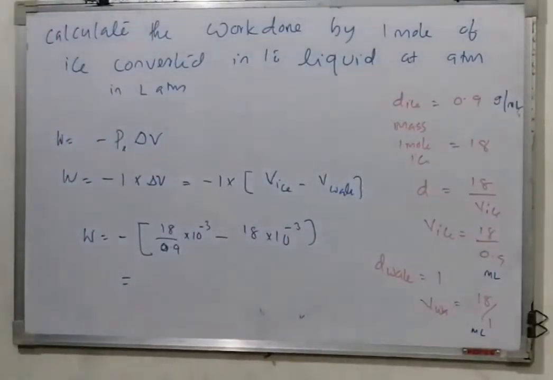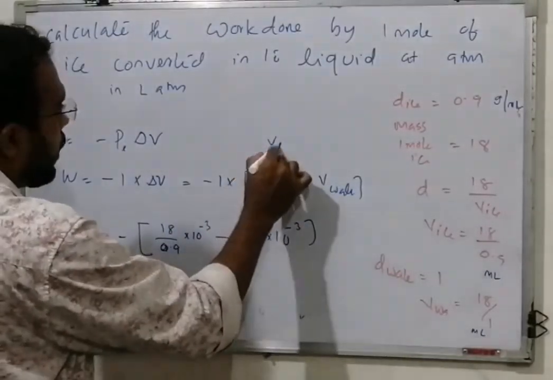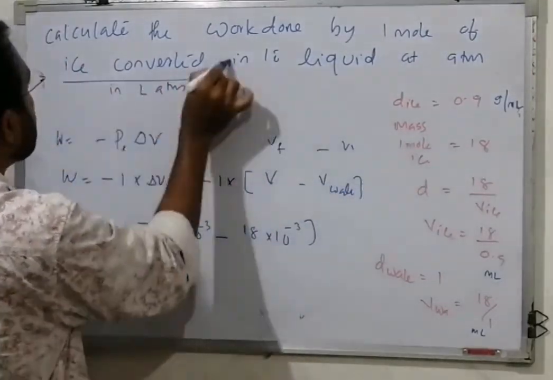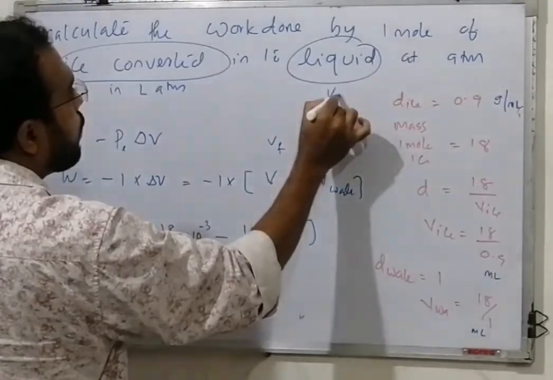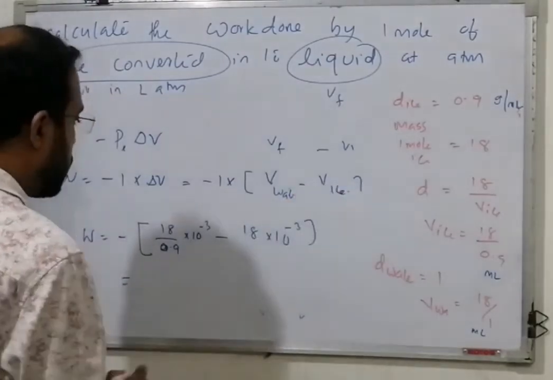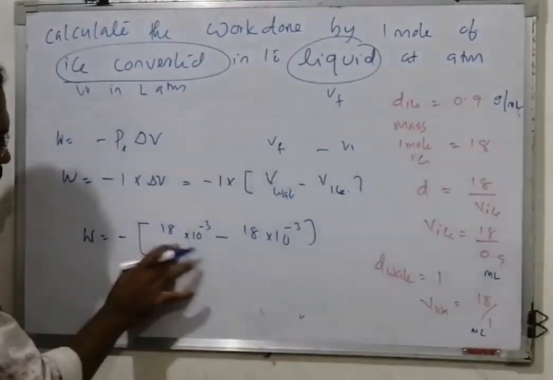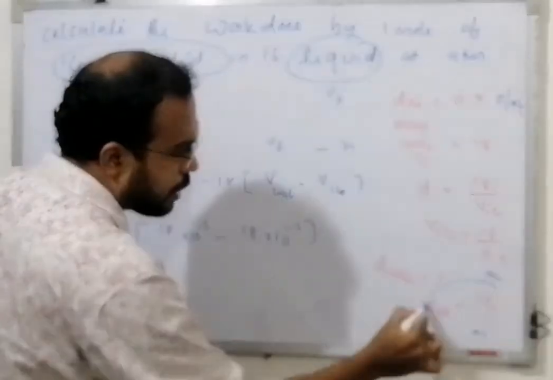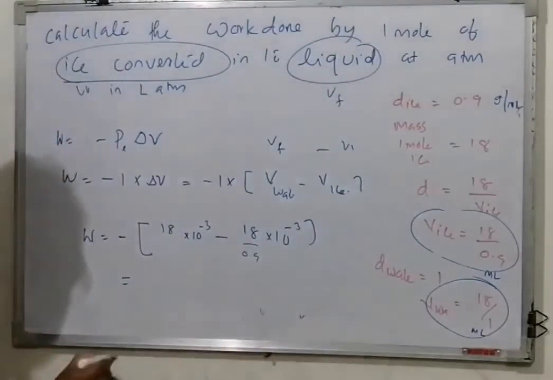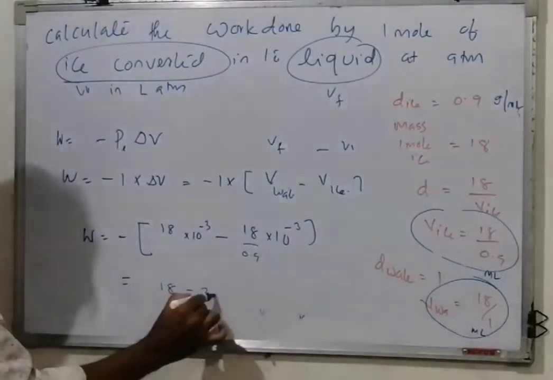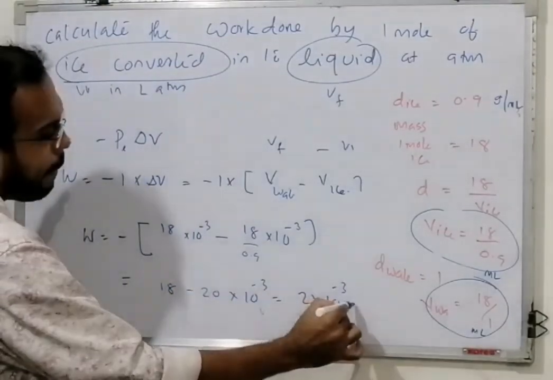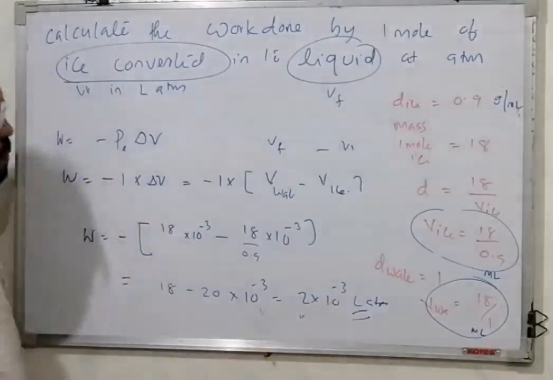I'm really sorry. It is V final minus V initial. Here ice is converted into liquid. Therefore, this is final, this is initial. Here water, here ice. Therefore, here 18, and here the volume of ice is 18 divided by 0.9, that is 20 into 10 raised to minus 3. That is 2 into 10 raised to minus 3 liter atm.